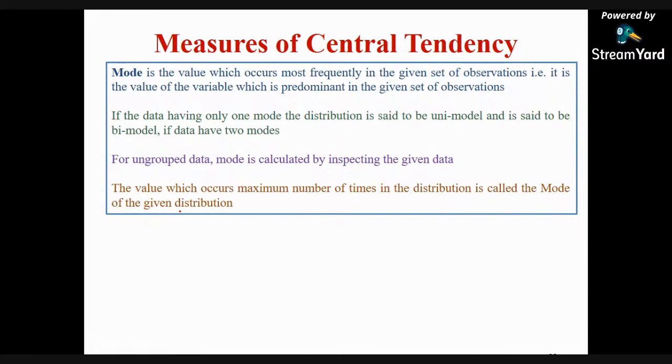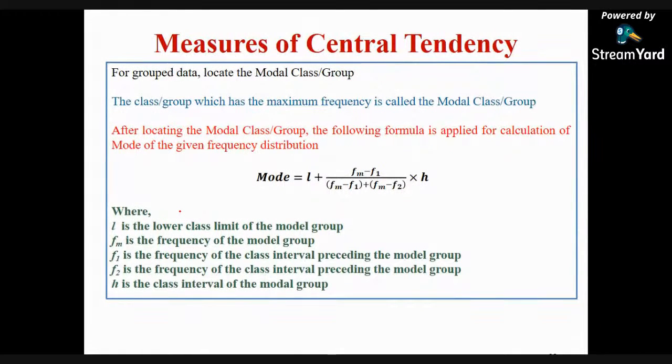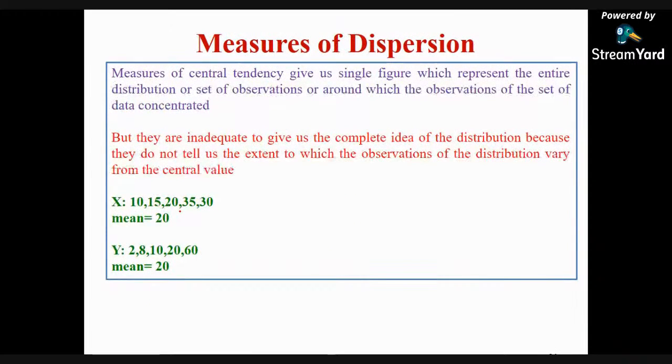Now the next important word is mode, and mode is the value which occurs most frequently in a given set of observations. That is, the value of a variable which is predominant in the given set of observations. This is mode for grouped data, frequency data. These are available in standard textbooks. I'm not going much into details of it. So this is all for mode. Mode is basically the value which occurs the maximum number of times in your particular data set.